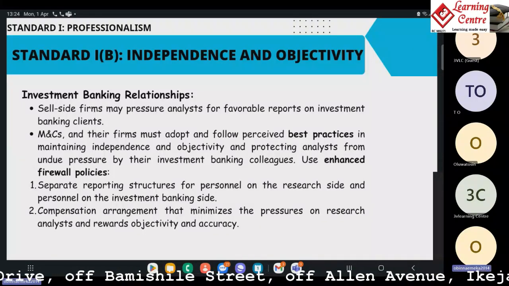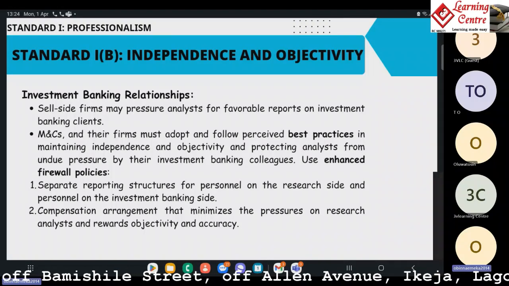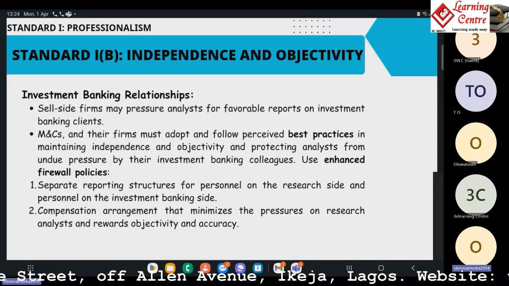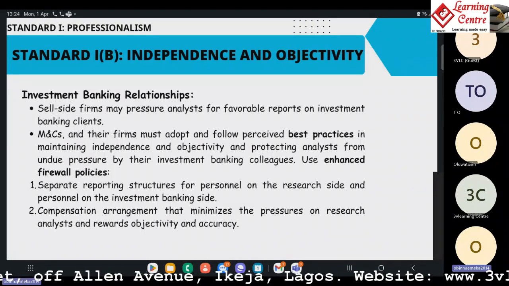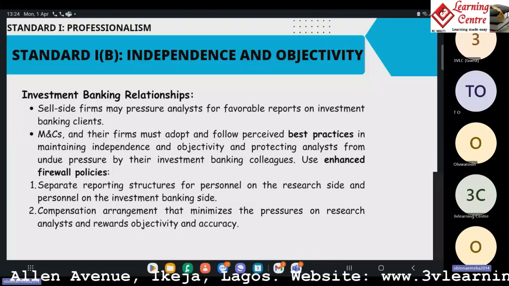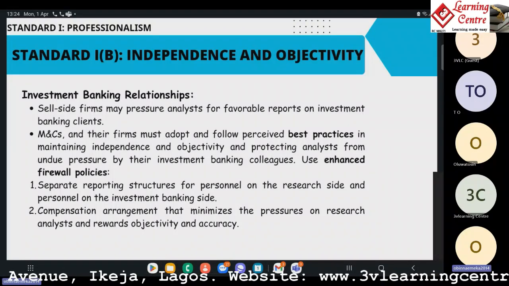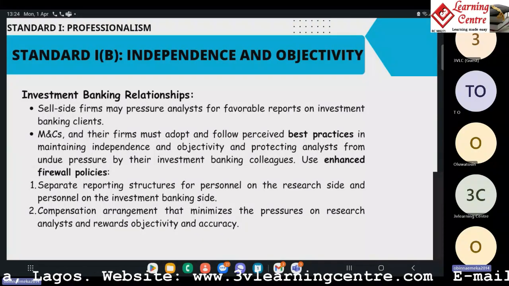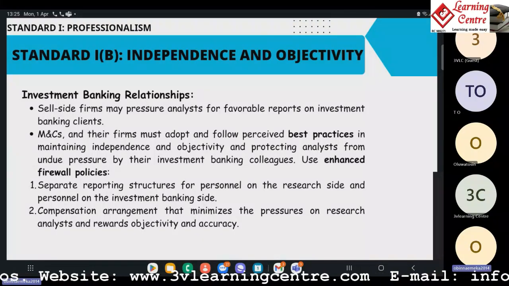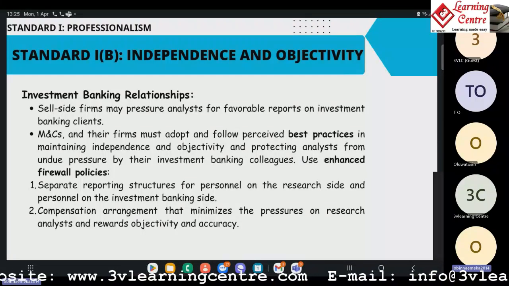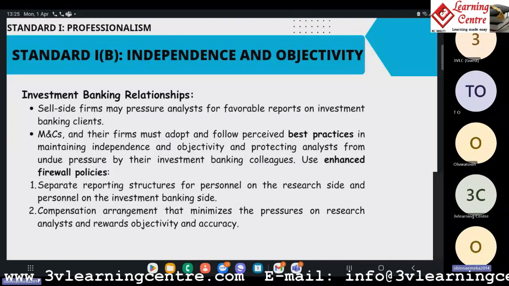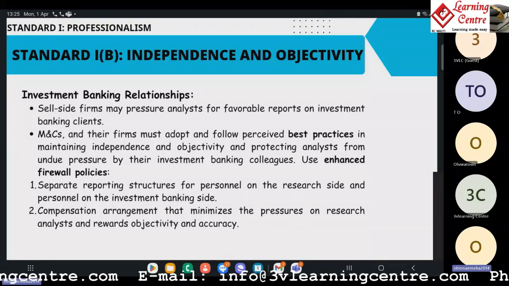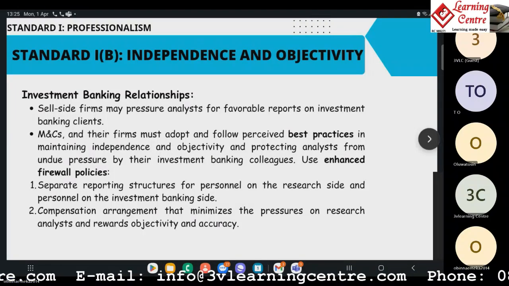Another one is that we should also make the compensation arrangements minimize the pressure on the research side and reward objectivity and accuracy. So let's make the research analyst's compensation in such a way that they are rewarded for objectivity and accuracy. These are enhanced firewall procedures or policies that the organization can enact to protect their sell side analyst or the research analyst. Make sure you note this.